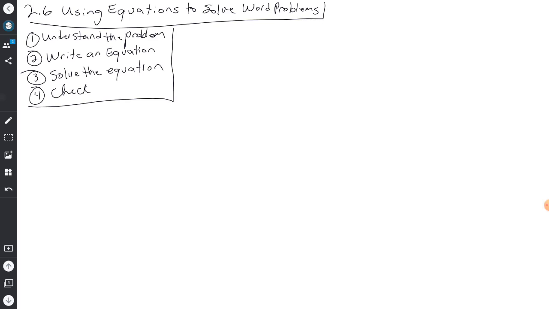So the steps that you're going to take when you're doing that is understand the problem. Once you have an understanding of the problem, then you write the equation and then move to solve that equation for the variable and then go on to check it.